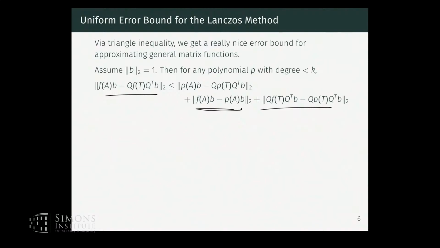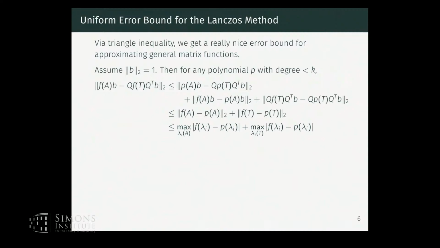But this first term is 0 because there's no error in applying the polynomial, right? So the error of applying a general function is just the difference between that function and the polynomial on A and on my approximation, on T, basically. b is unit norm. Q is an orthonormal matrix. So this is basically the spectral norm difference between my function applied to A and the polynomial applied to A, plus my function applied to T and the polynomial applied to T. Okay.